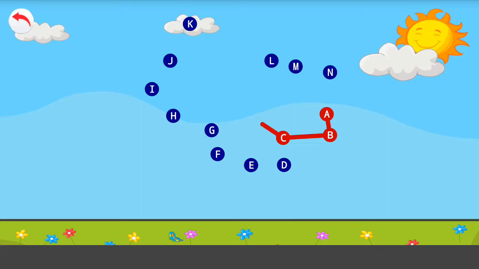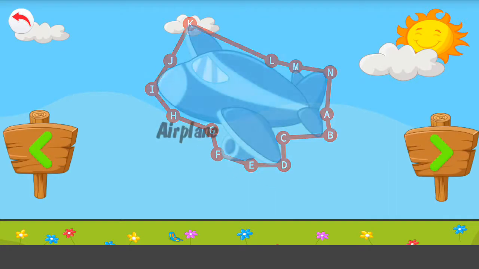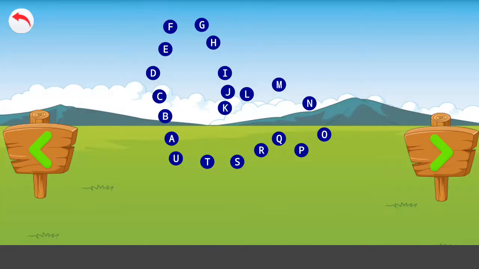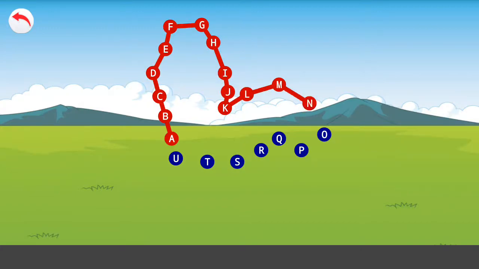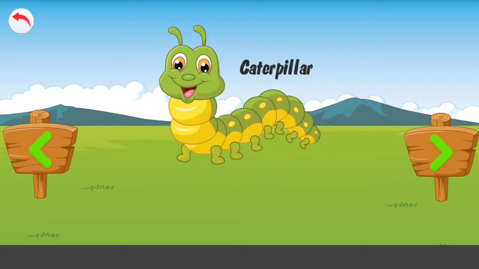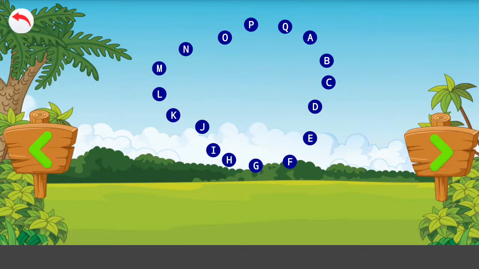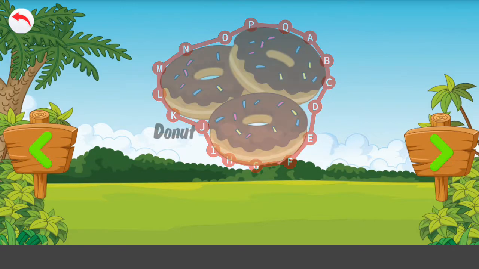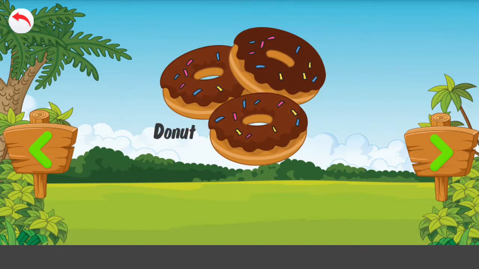A, C, D, E, F, G, H, I, J, K, L, N. Excellent. A is for airplane. A, B, C, D, F, G, J, L, N, O, P, Q, T, U. Right on. C is for caterpillar. A, B, C, D, E, F, G, H, I, J, L, M, N, P, Q. Marvelous. D is for donut.